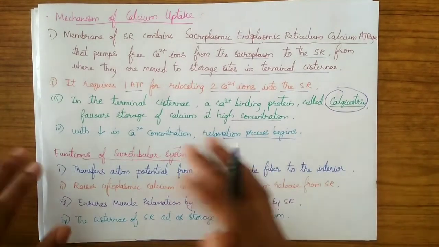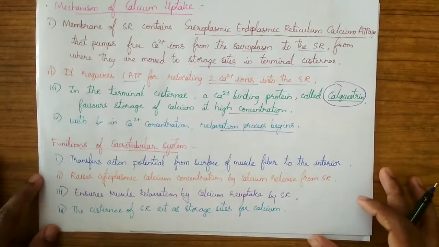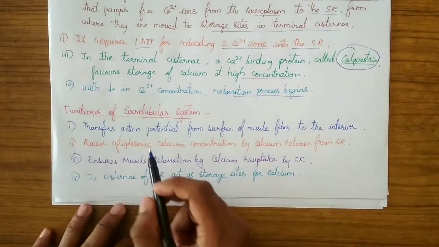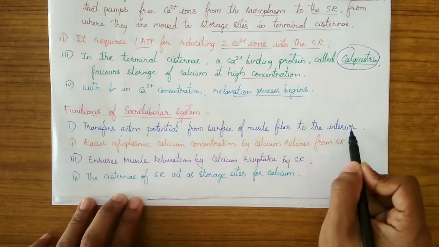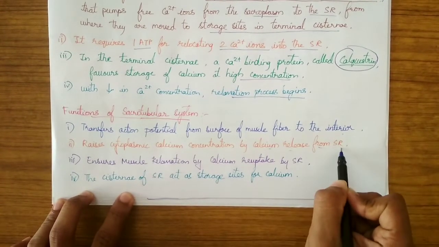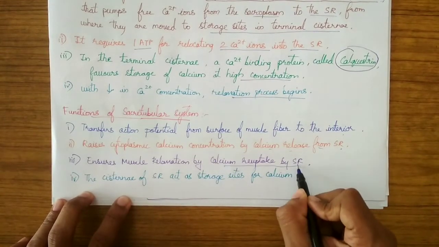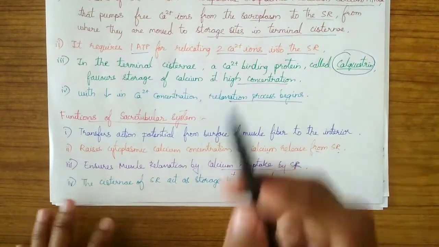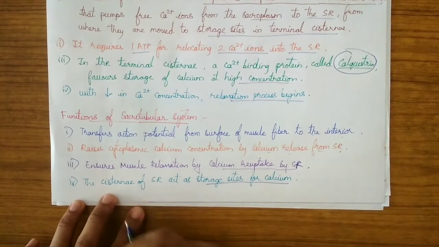So it's all the game of calcium release and calcium uptake which helps in the contraction and relaxation process of the muscle. So, a brief summary of the functions of the sarcotubular system: it transfers action potential from the surface of the muscle fiber to the interior of the muscle through the T tubules. It raises cytoplasmic calcium concentration by calcium release from the sarcoplasmic reticulum. It ensures muscle relaxation by calcium reuptake by the sarcoplasmic reticulum through the pump of sarcoplasmic endoplasmic reticulum calcium ATPase. The SR system acts as a storage site for the calcium.